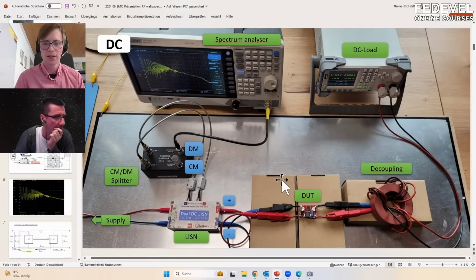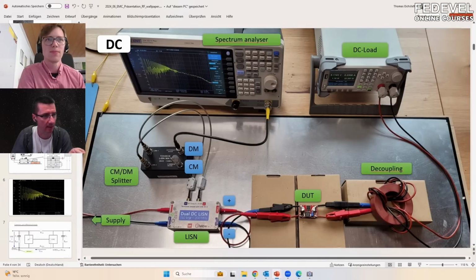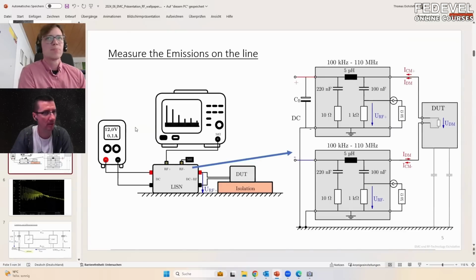You mentioned this LISN. What exactly is this device doing? What does LISN mean? LISN is a line impedance stabilization network, which means on the inside it looks like this. This one here, which I have on the table, is actually not a simple LISN, it's a dual LISN. So it has two LISNs inside.